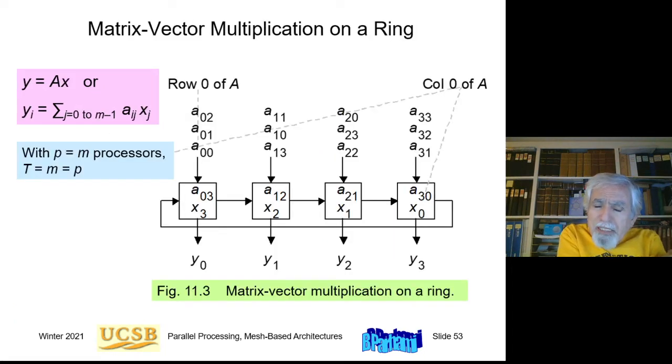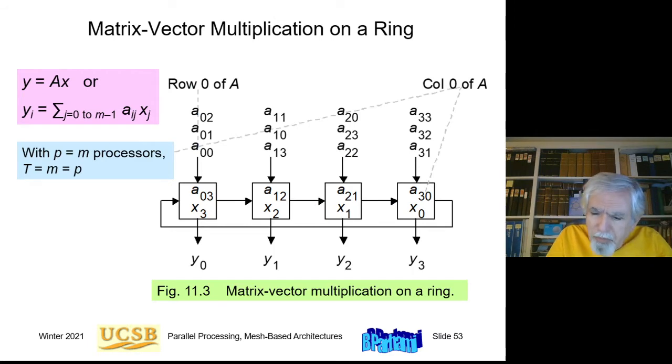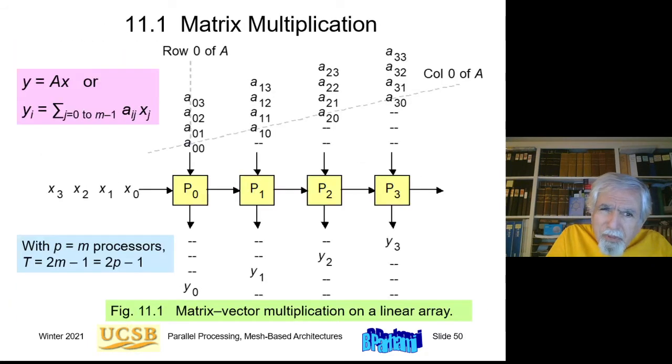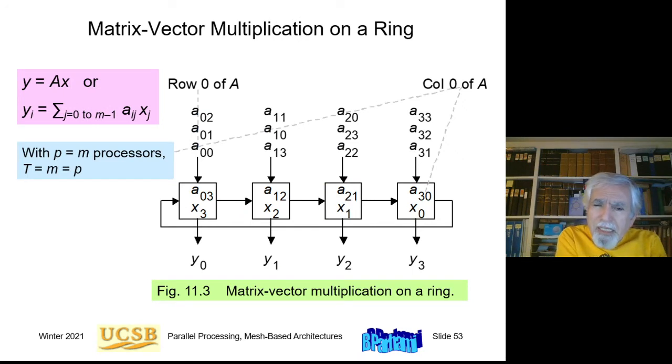Now if the x values are stored rather than input: in the previous algorithm, x values are input and a values are input. In this variant, we are assuming that the x values are stored in the processors and the a values come in. If we do it this way, then we gain the advantage that no delay is required for the a inputs. Therefore, the running time will be m instead of 2m minus 1.